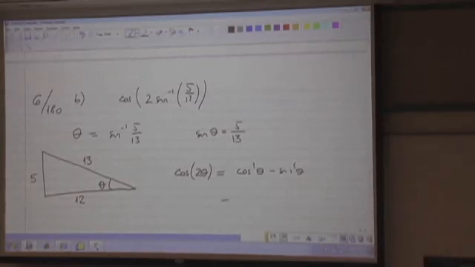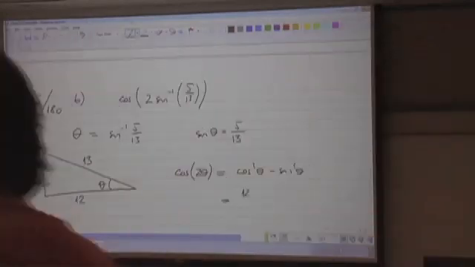Did it surface up now? Do you remember actually seeing this? Vaguely? Okay. So using double angle formulas, you can have that. And now it's basically just plug and play.